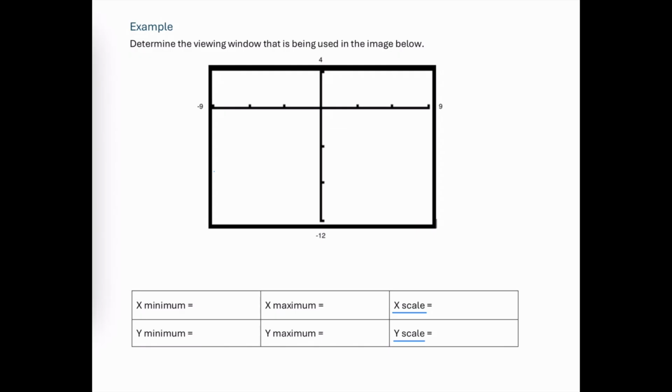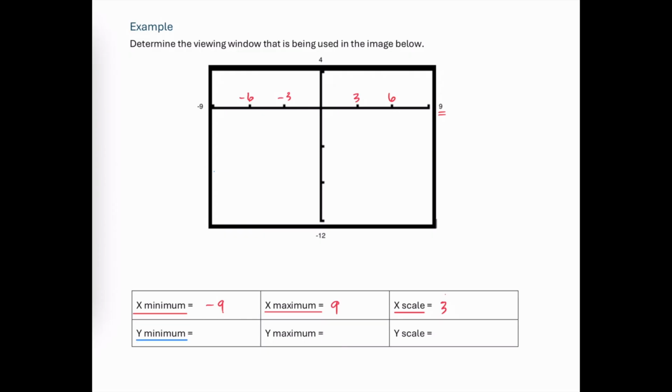So we say the viewing window here is going to have a minimum x value of -9 and a maximum x value of +9. Since there are 3 tick marks along this x-axis that get us over to +9, that means that we're jumping by 3s, and so we say that the x scale is equal to 3. And when we go off into the negative x direction, we also see that we're jumping by 3s. So the x scale is consistent along the entire x-axis.